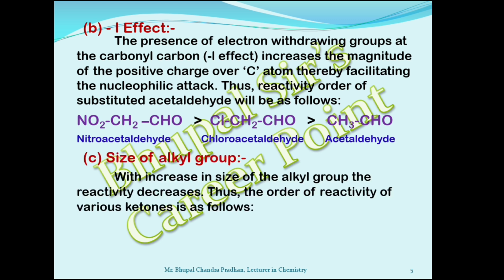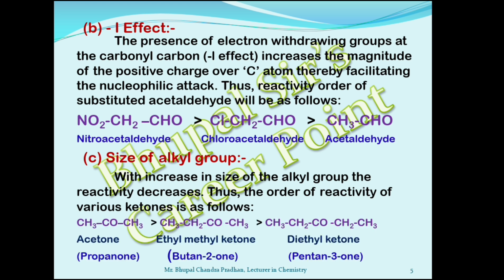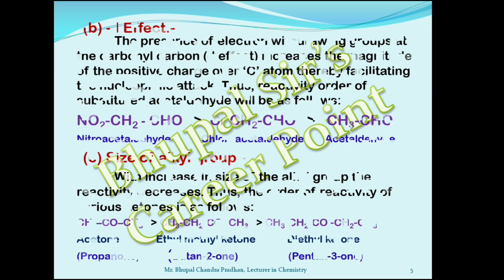Size of alkyl group. With increase in the size of the alkyl group, the reactivity decreases. Thus, the order of reactivity of various ketones is as follows: acetone is more reactive than ethyl methyl ketone, which is more reactive than diethyl ketone. As the size of the alkyl group increases, the reactivity goes on decreasing.